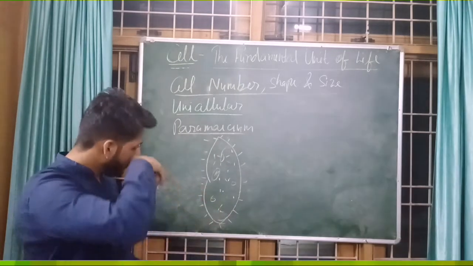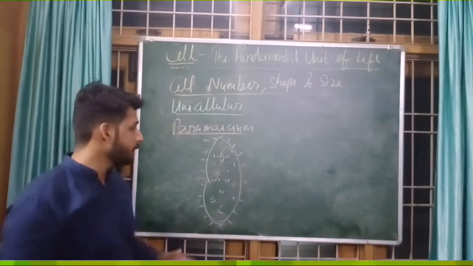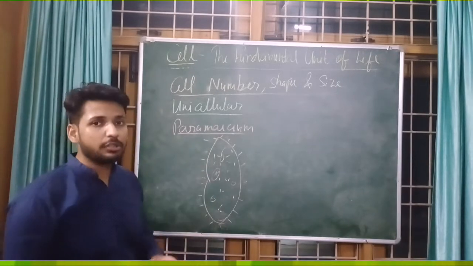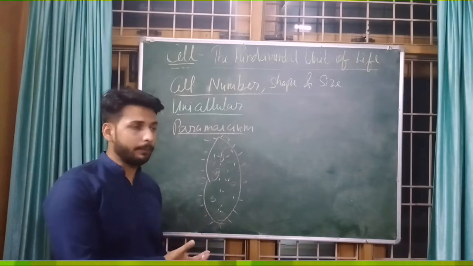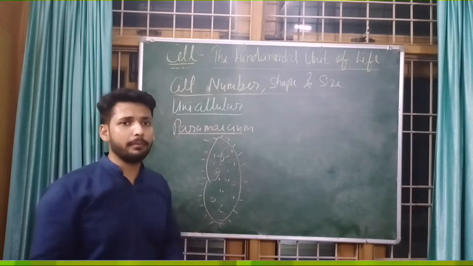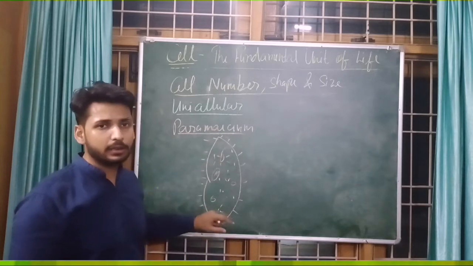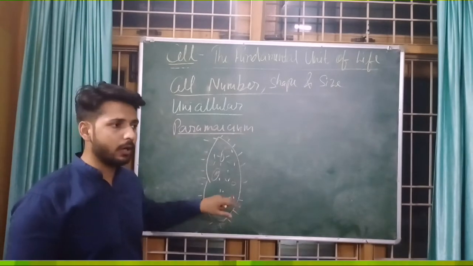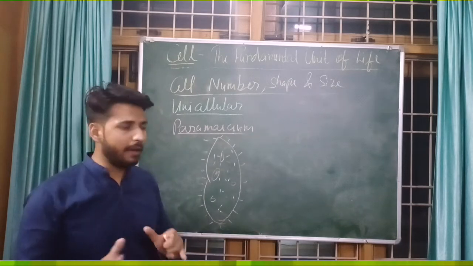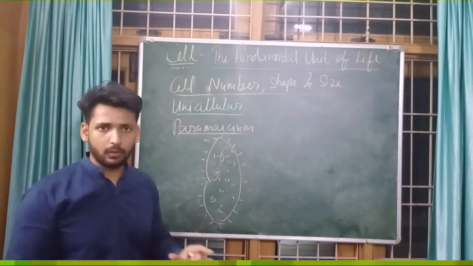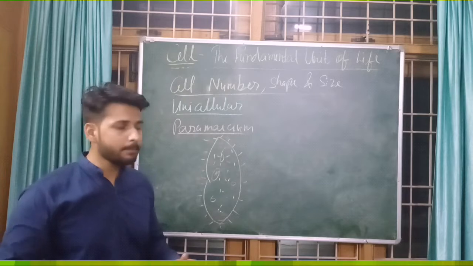Got it? So these are the ciliated protozoans, and their shape resembles a slipper. That is why it is called a slipper animal. And like amoeba, all the functions are performed within a single cell only. Inside a single cell, all the functions like respiration, digestion, excretion, everything is performed. Got it? Clear? Okay.